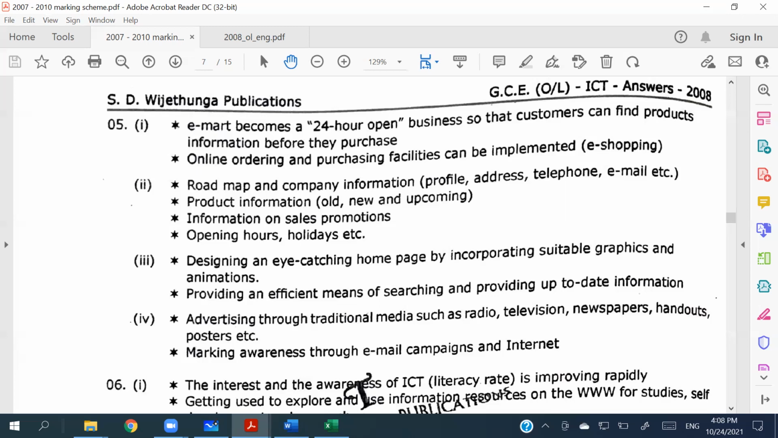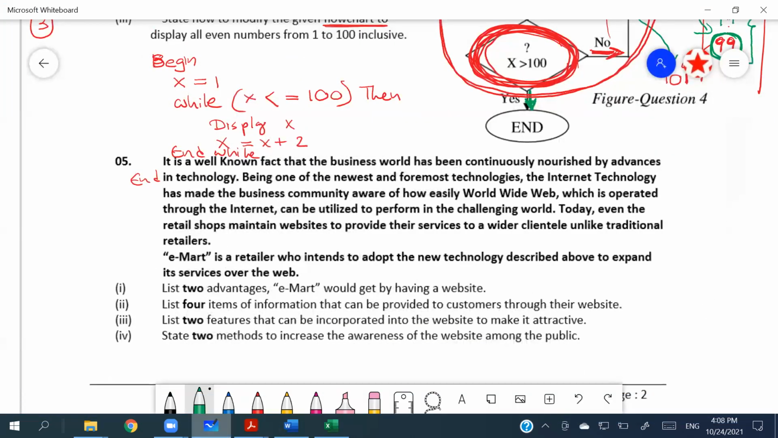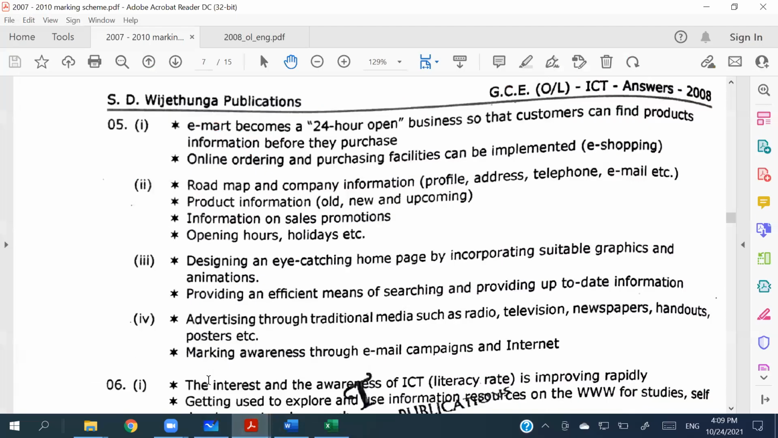Right. Then you can take the marks according to the facts that they have given. So that means 2 marks for these 2 advantages, 4 marks for the 4 items, and again 2 marks for this, and again 2 marks for this, right? So they say list 2 features that can be incorporated into the website to make it attractive, right?